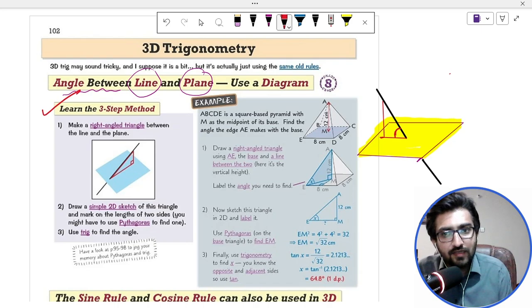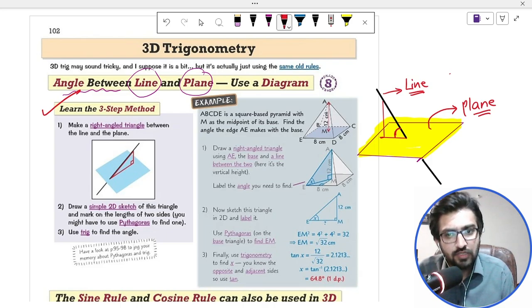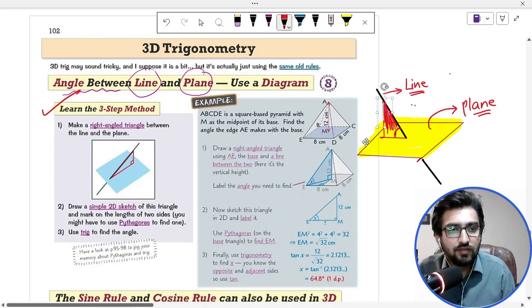Step number 1: Make a right angle triangle between the line and the plane. This is the plane. That is the line. Step number 2: Draw a simple two-dimensional sketch. You can see this green, this red triangle. This is a two-dimensional shape, a triangle. And the last step is to use trigonometry to find the angles.